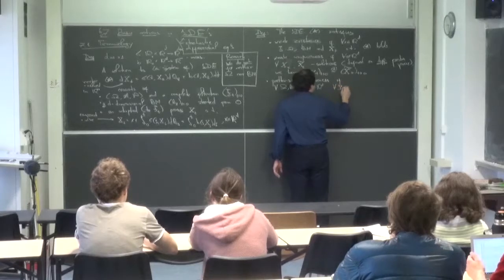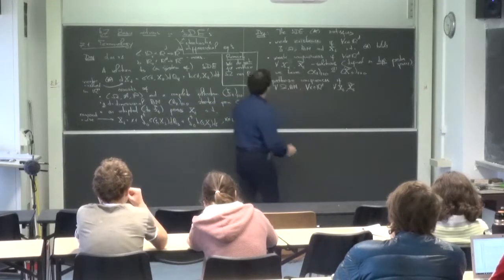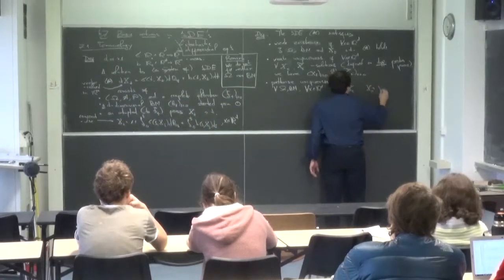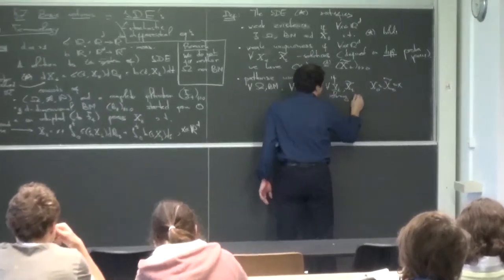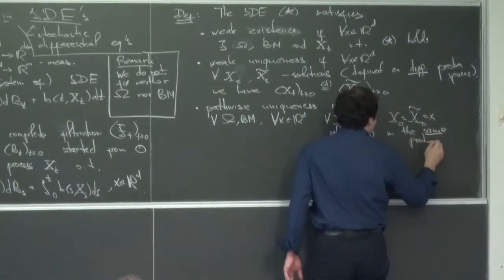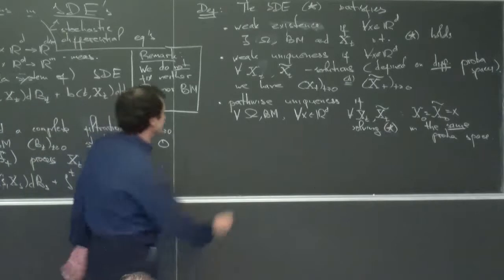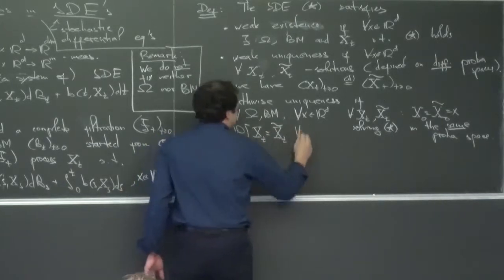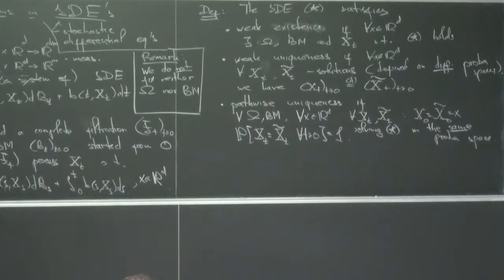So if for any x_t and any x_t bar, again with the same x, they solve the equation in the same probability space and for the same BM, then x and x tilde are basically the same process, up to possibly events of zero probability.